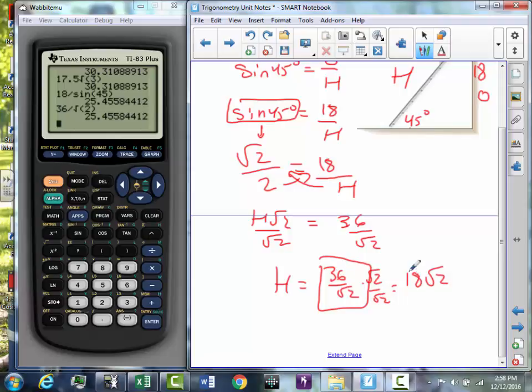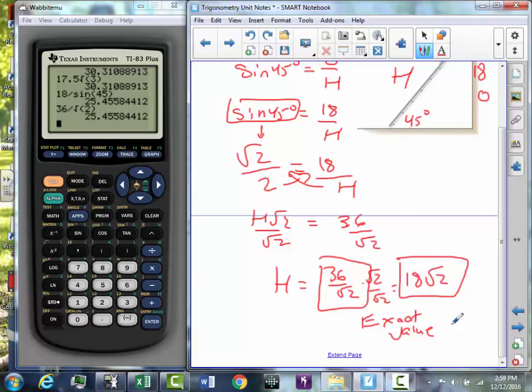36 divided by 2 would give you 18. So they probably would rationalize. But either this or this would be considered your exact value. That's all. Again, this doesn't come up a ton in our course. It's much more applicable next year.